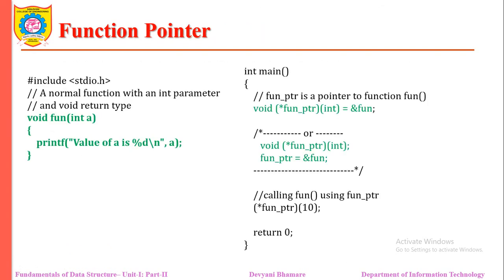So this is the program which tells us how we use function pointers in our program. Here you have observed that we are using one function. The job of this function is simply to display the value of a. This value of a will be passed by our calling function main. So here we want to make a function pointer which points to this function. What type of value is the function returning? Void. So we have one funptr.